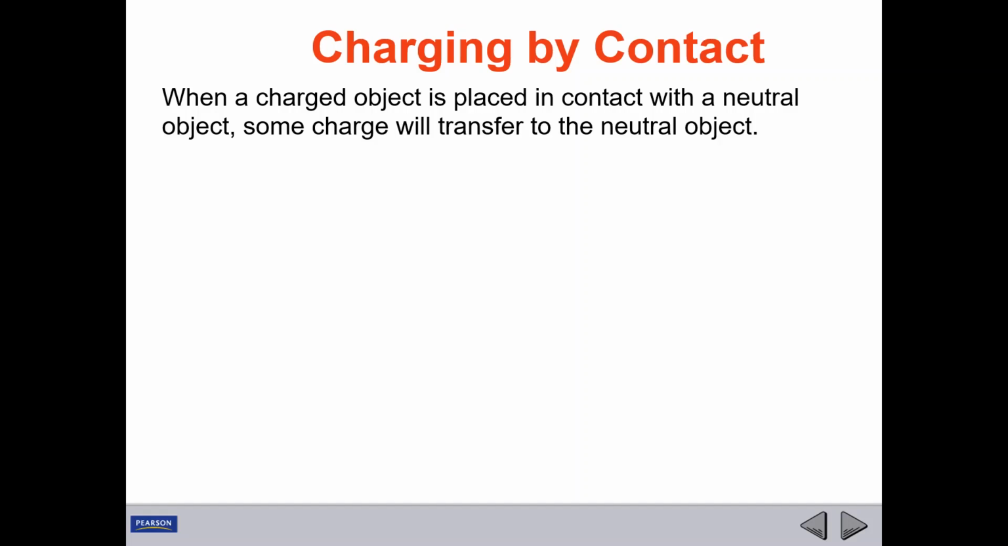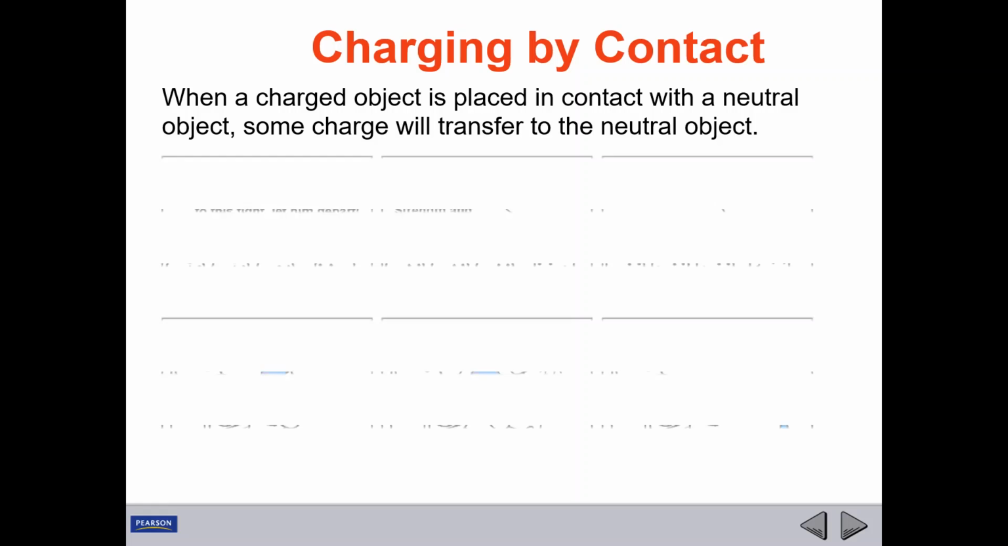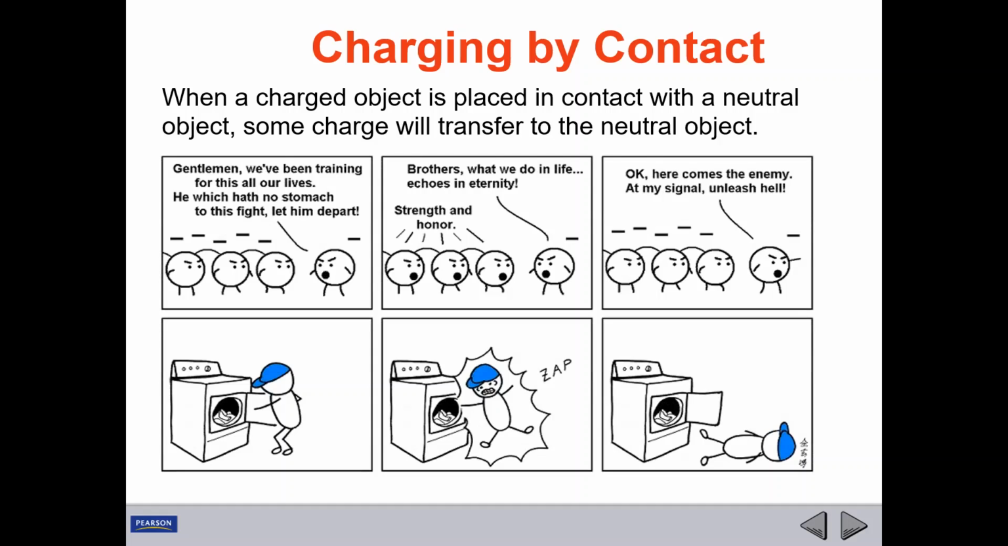Okay, charging by contact. When a charged object is placed in contact with a neutral object, some charge will transfer to that neutral object. So here we have this cartoon. This top part, don't even read that. But the negative charges are being collected and rubbed and rubbed and rubbed, and then right when this guy touches that electrical charge there, it transfers into his body. Boom. There's a nice contact charging right there.